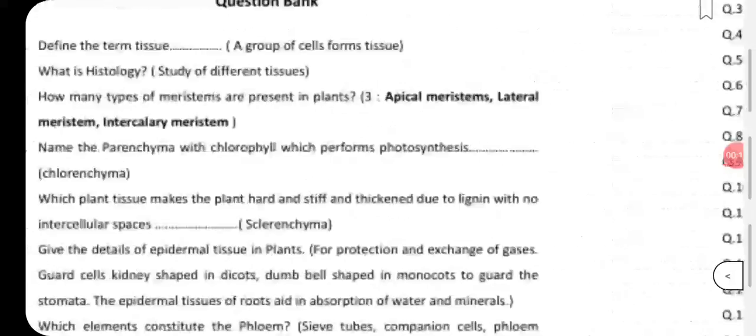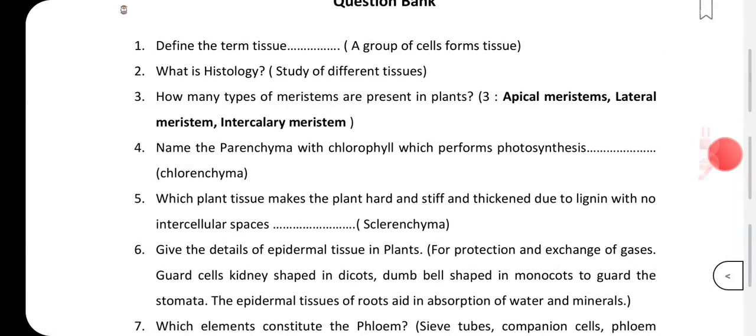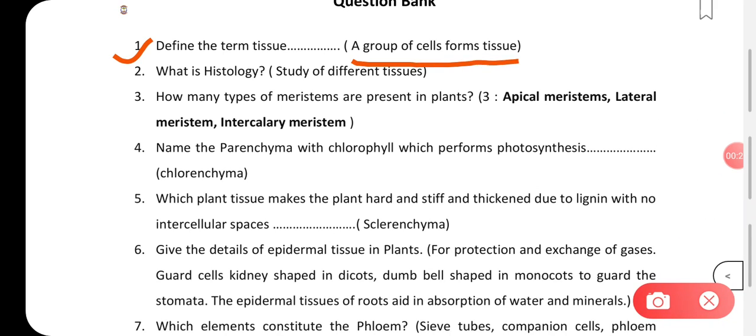First question is define the term tissue. So what you have to write: a group of cells that have the same origin, structure and function form a tissue. Okay, when they group together, they are called a tissue. Now what is histology? The study of different tissues is called histology.